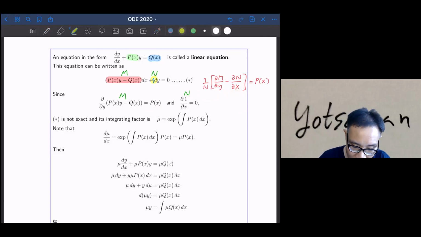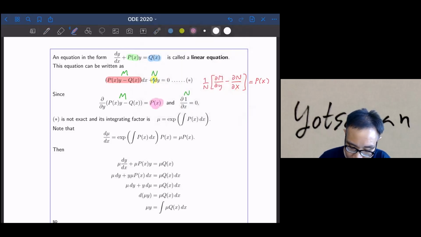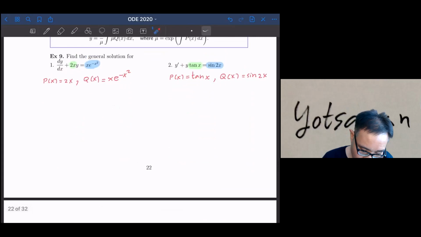Okay, so let me highlight some color for you. That is going to be this pink term. So that is the term that you have left. This will be the function that you use for computing the integrating factor. So it's going to be mu equal to the exponential of the integral of p(x) dx that we used to have. Okay, so that's step 1. Let's compute mu for this example.